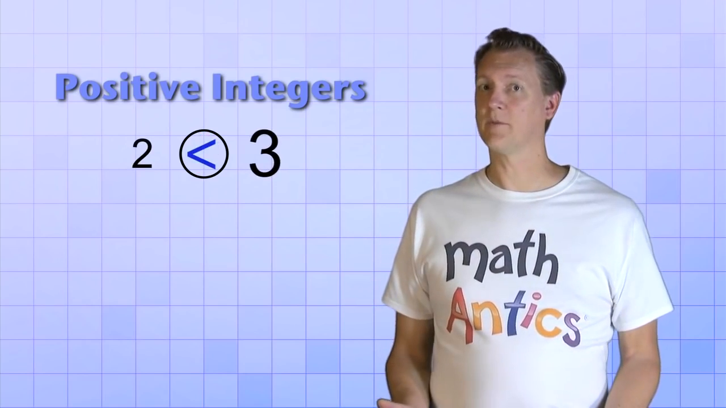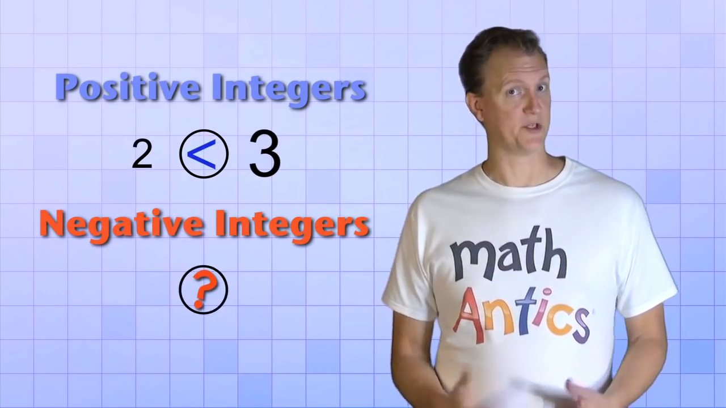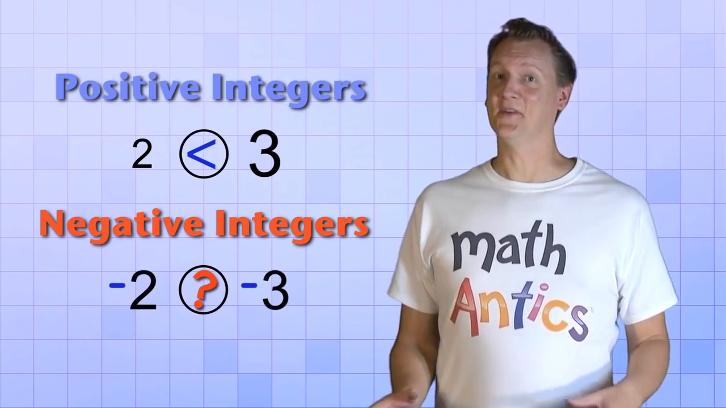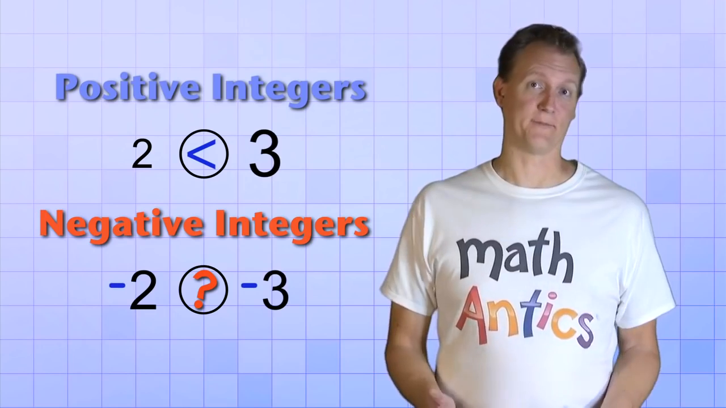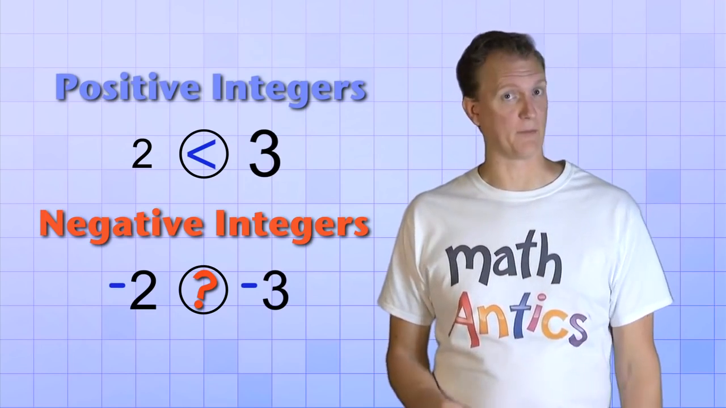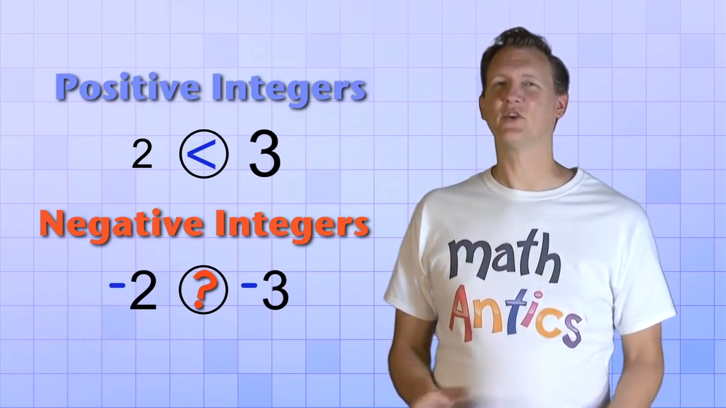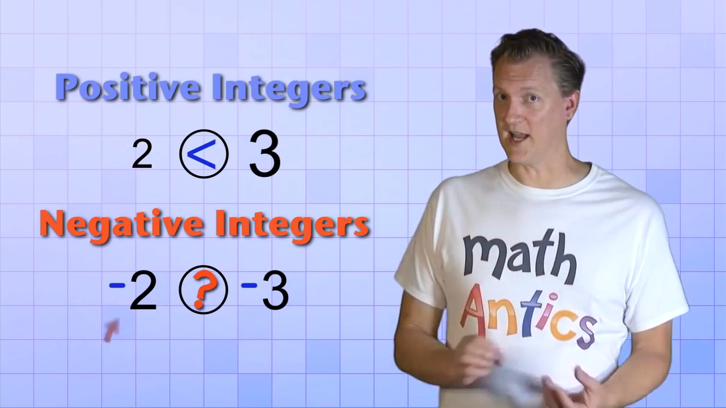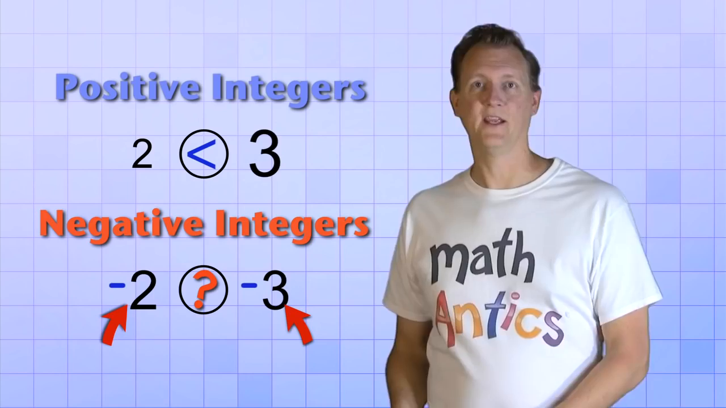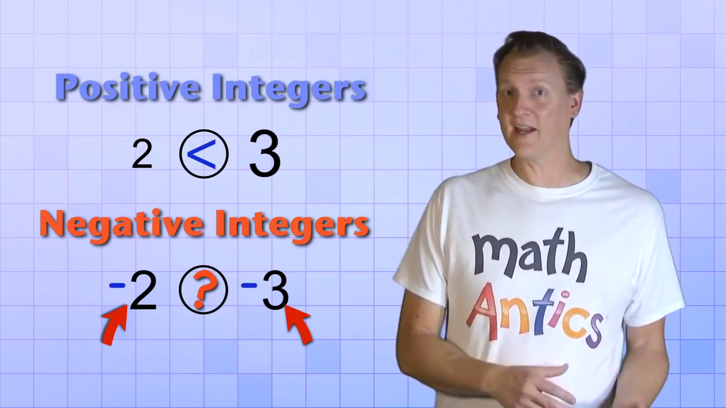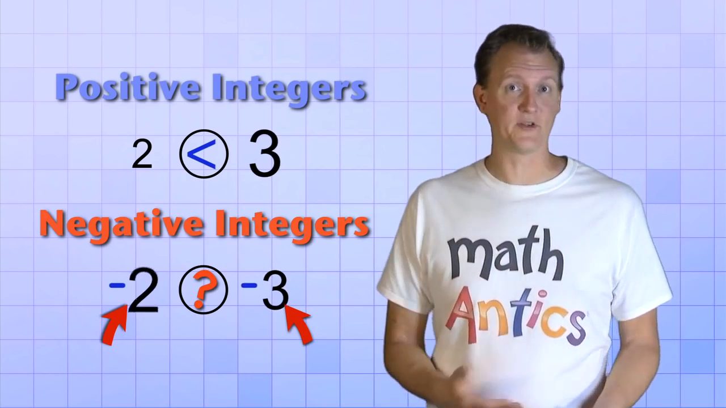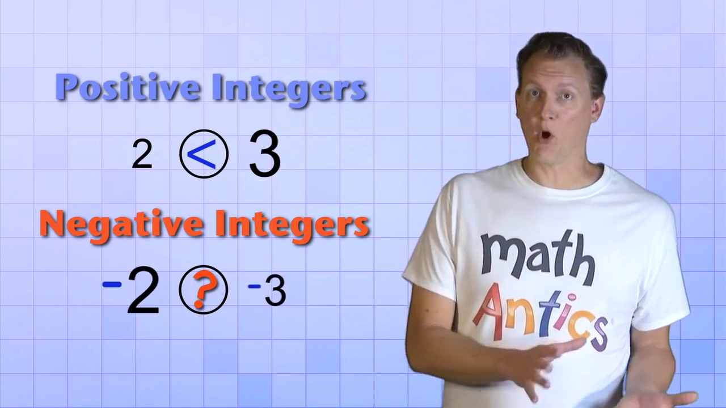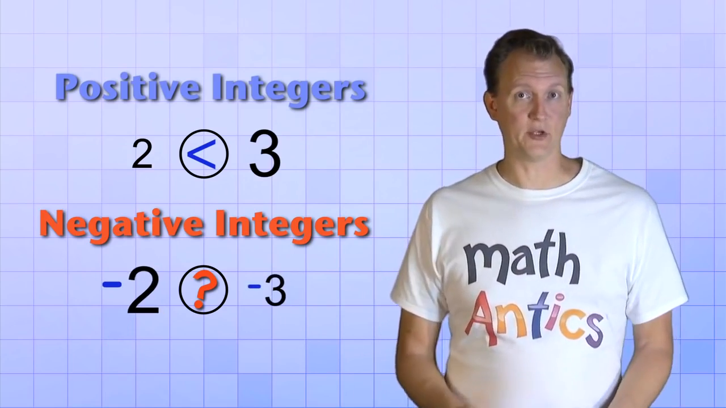But what if I ask you to compare two negative integers? Which is bigger, -2 or -3? This is where negative numbers can be a little tricky, especially if this is your first time learning about them. That's because you're so used to 3 being bigger than 2 that when you see -2 and -3, it's really tempting to think that -3 must be bigger than -2, but it's not. -3 is actually smaller or less than -2.